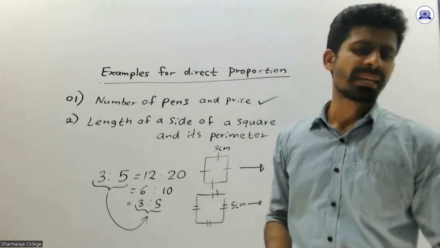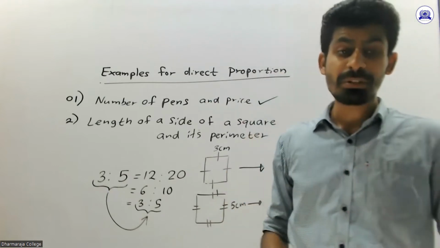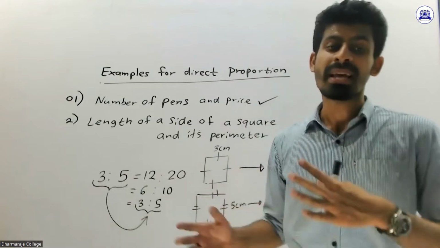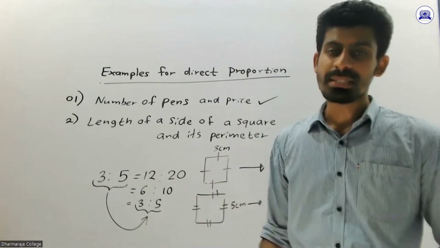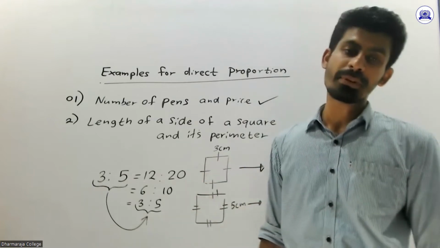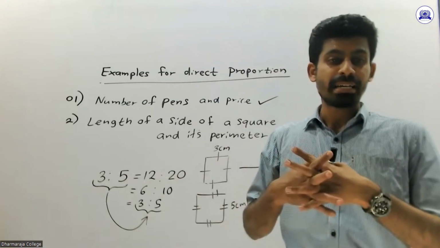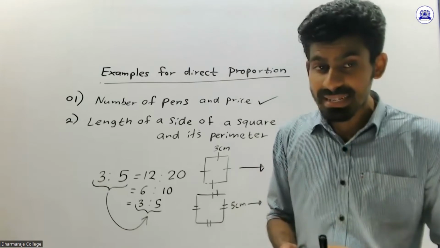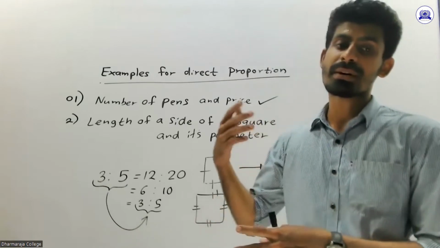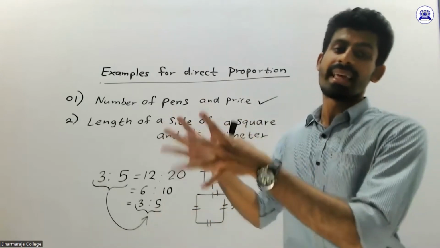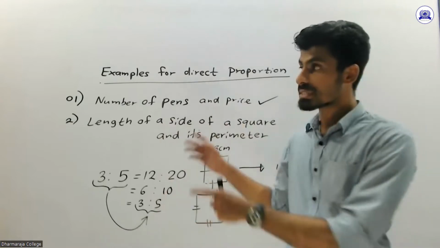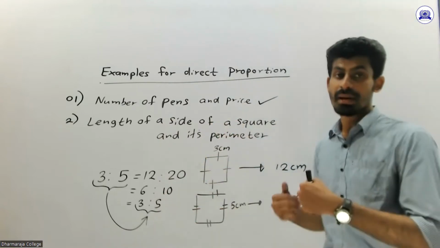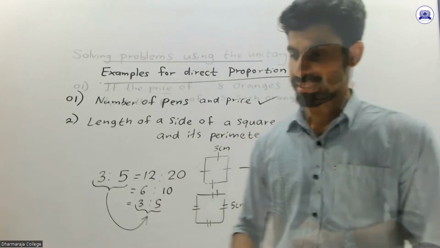There are so many examples, I can tell you tons of examples. The number of units of electricity consumed by a house and the monthly bill is also an example of direct proportion. And the speed of a vehicle and the time taken to travel a certain distance, that is also direct proportion. So those are the examples for direct proportions. Now let's move to the questions.